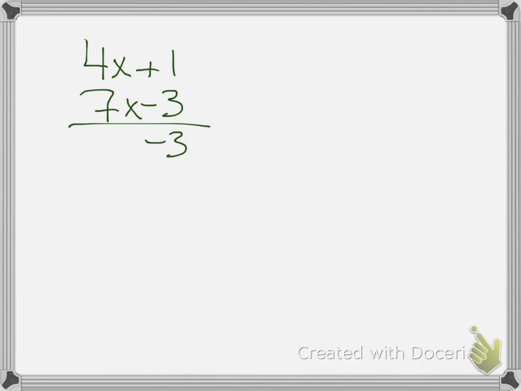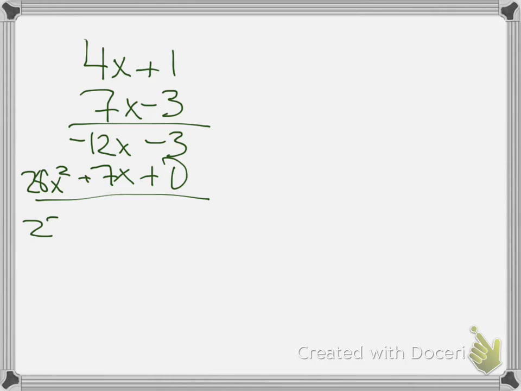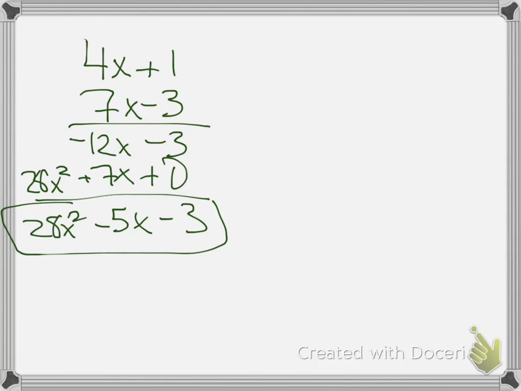If you are a vertical method person, say 4x plus 1 times 7x minus 3. You get negative 3, negative 12, put a 0. 7 times 1 is 7x, positive. 7 times 4x is 28x squared. This combines to 28x squared. This would be negative 5x because you subtract because of different signs. Negative 3, and you are done.